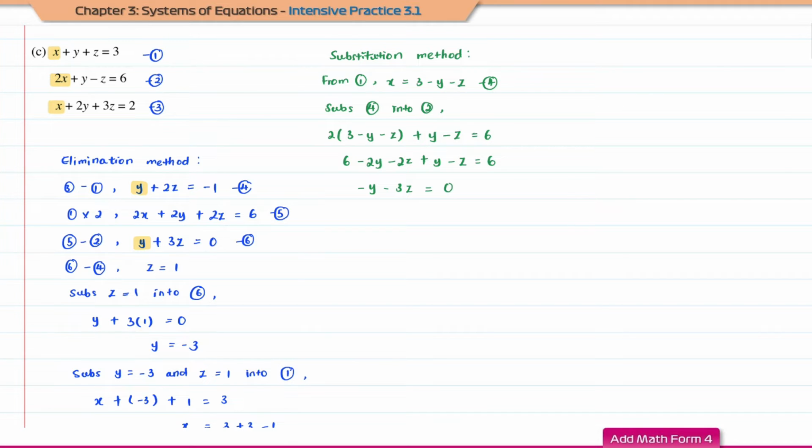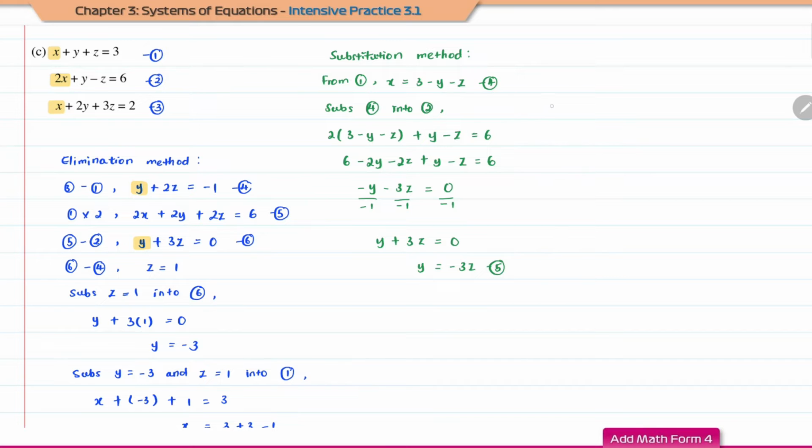You can simplify this by dividing each term by negative 1 in order to get a positive answer. If you prefer to do that, you can do so. So here you want to have y plus 3z equal to 0. Alright, as the coefficient of y here is 1, I'm going to let y become the subject. So y will be equal to negative 3z. Alright, so this will be equation number 5.